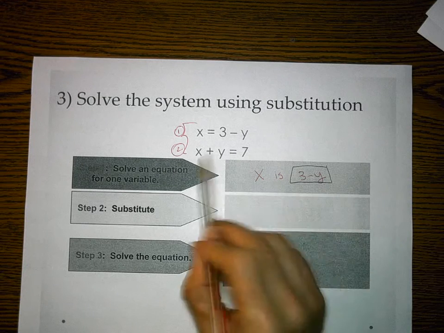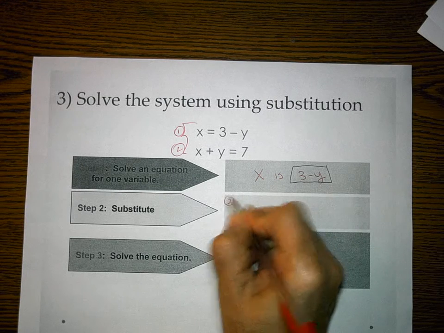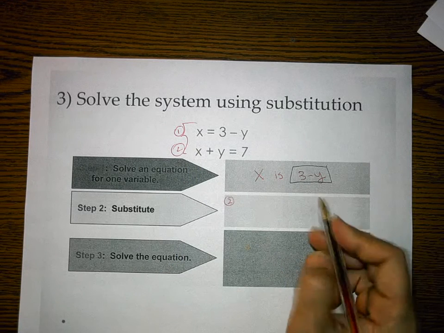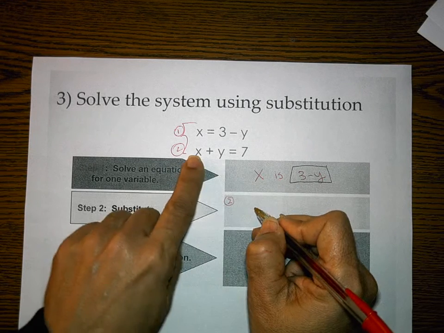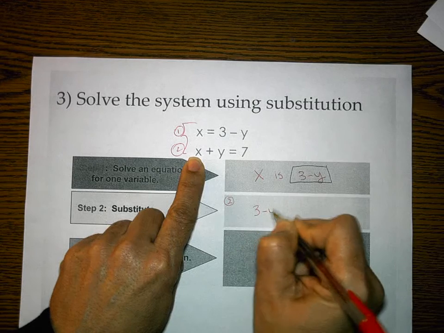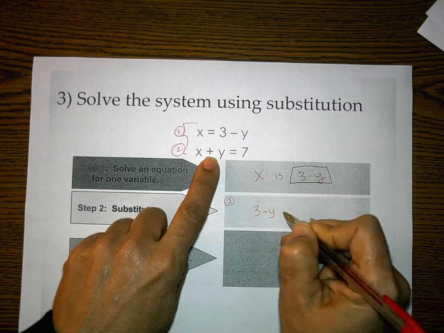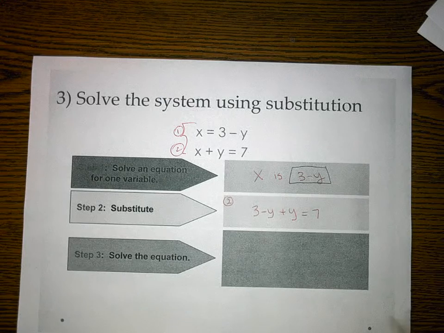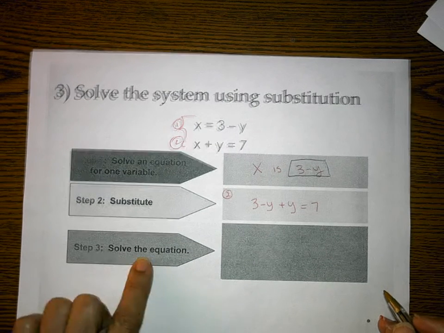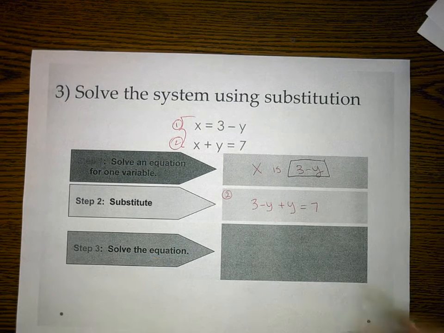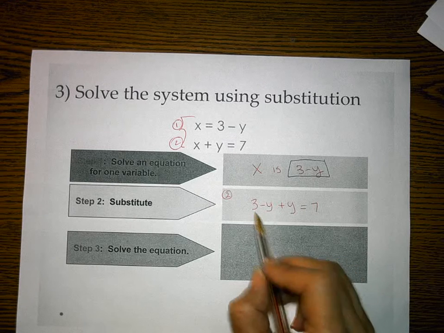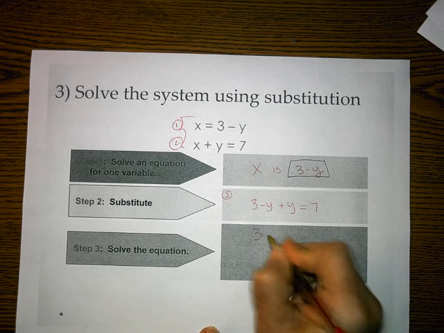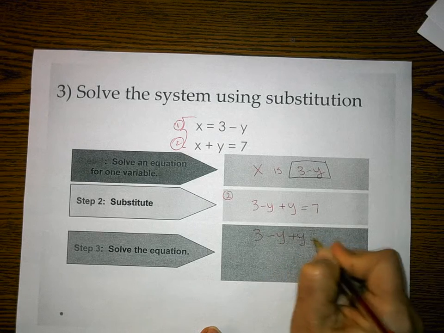So on equation number 2, in the place of x, I'm going to write 3 minus y. So instead of x, I'm going to write 3 minus y. Now I continue with the equation. Plus y equals 7. All right? Now let's solve the equation for y. It looks like I have 3 minus y plus y equals 7. 3 minus y plus y equals 7.